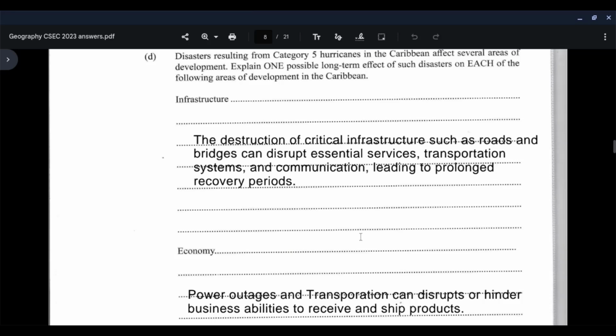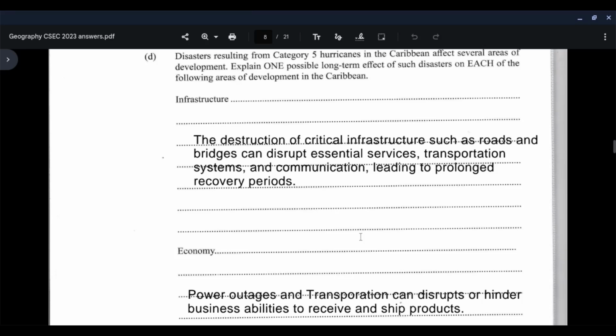For example, let's talk about infrastructure 1. So the destruction of critical infrastructure such as roads and bridges can basically disrupt essential services, transportation systems, and communication, which will basically lead to a prolonged recovery period. Once these infrastructures are damaged, it basically hinders the movement of goods, services, and people, which basically hinders the economy in a sense, right?